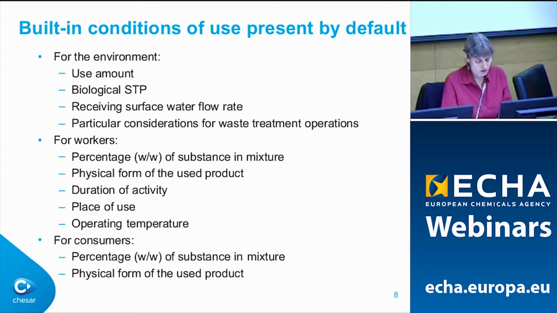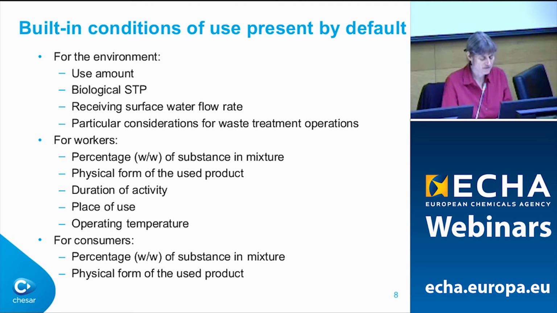Built-in conditions of use, what are those? Those are conditions of use which are always in the Chesar library, so they are delivered with the tool. There are a few, and among those, there are a few which are systematically present in each contributing scenario when you get started. So for the environment, there are conditions of use on use amount, on the biological STP, which is modeled in uses via the model SimpleTreat, and then the receiving surface water flow rate, and some particular considerations for waste treatment operations.